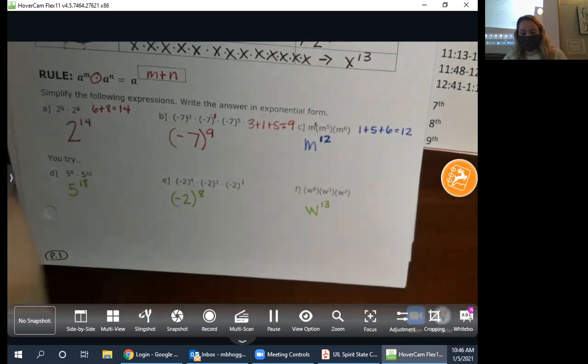Really important, guys. I know this seems very basic, so you have this desire to want to check out and do something else because you're like, oh, this is easy. I know how to do this. But please stay with me. This is rule number 1 of 4 when we're talking about exponents.